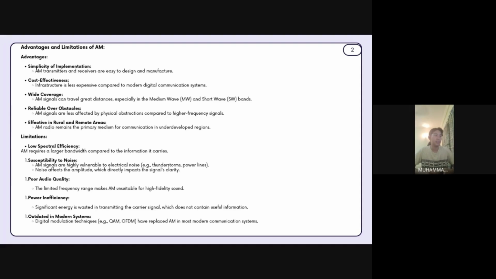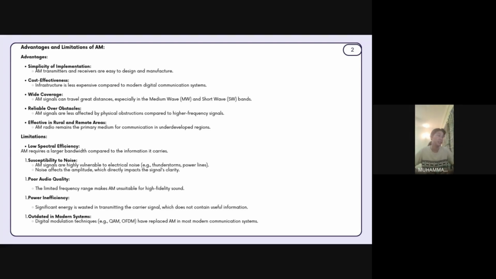And second is reliable over long distances, and signals are less affected by physical obstruction compared to higher frequency signals. Lastly, effective in rural and remote areas. Radio remains the primary medium for communication in underdeveloped regions. So, next is limitation. One of the limitations is the same as I said before.